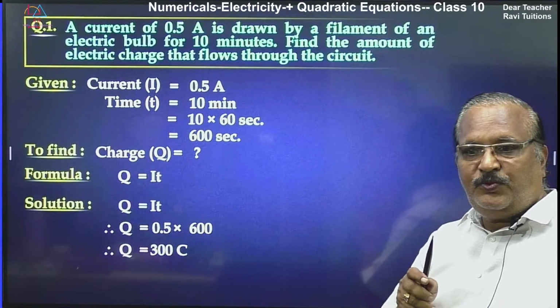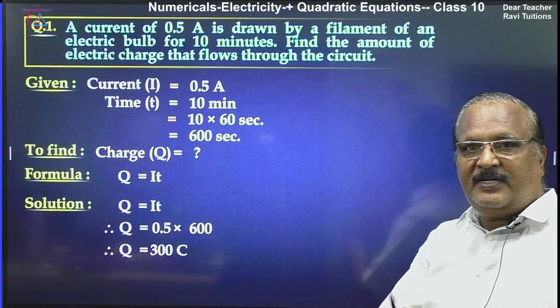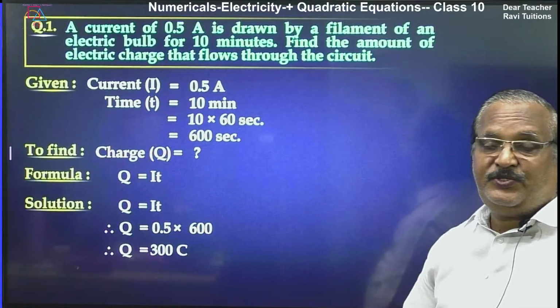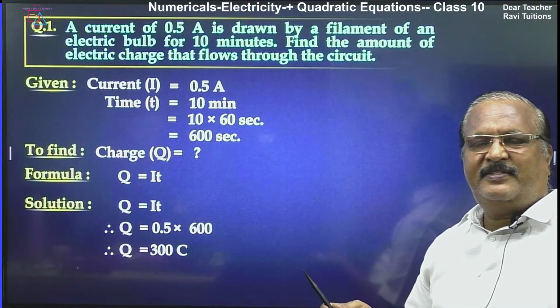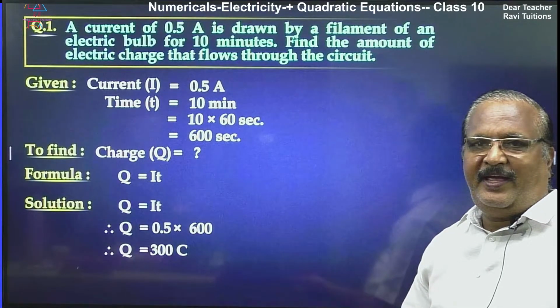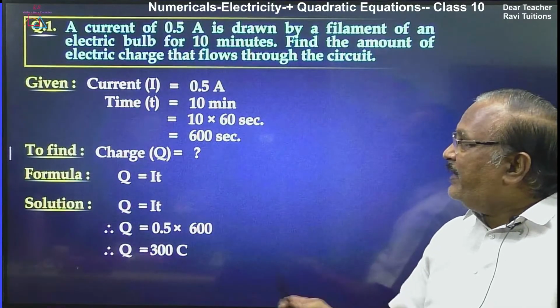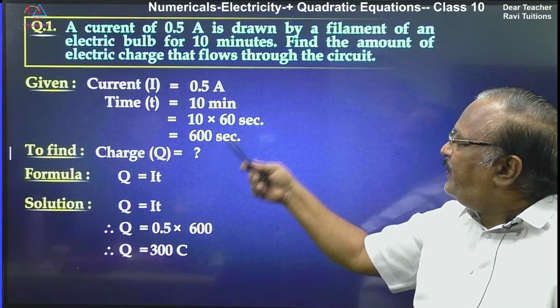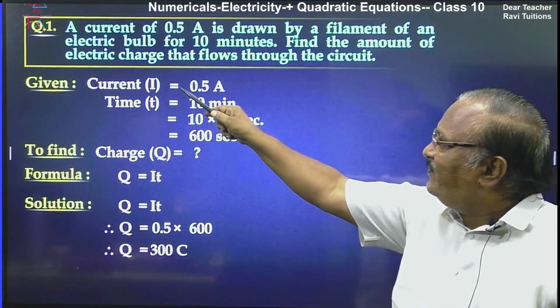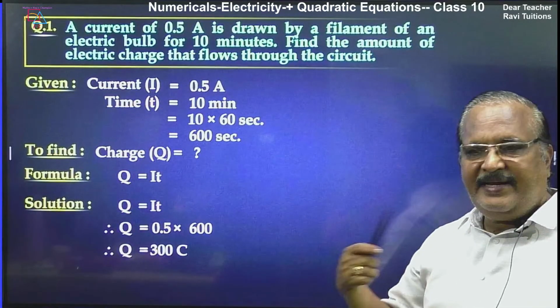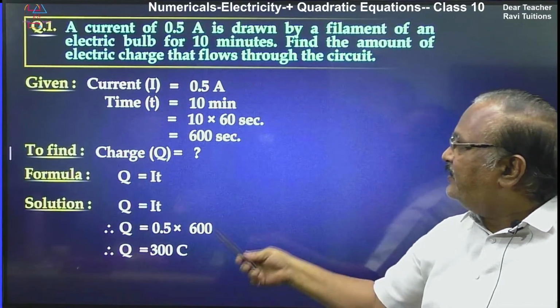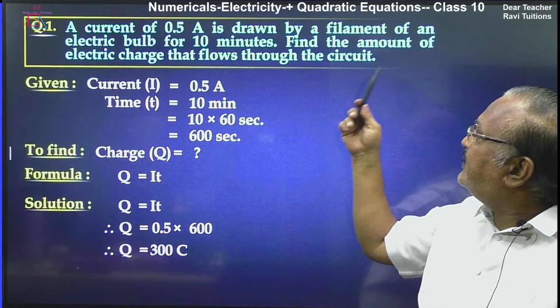You have to concentrate on units also. You should know what is the unit of charge, what is the unit of current, time is okay, what is the unit of potential difference. So by seeing the unit, you can identify which quantity is that. Once you identify this I, T, Q, then you can easily get the formula, right? So the charge that flows in the circuit is 300 coulombs.